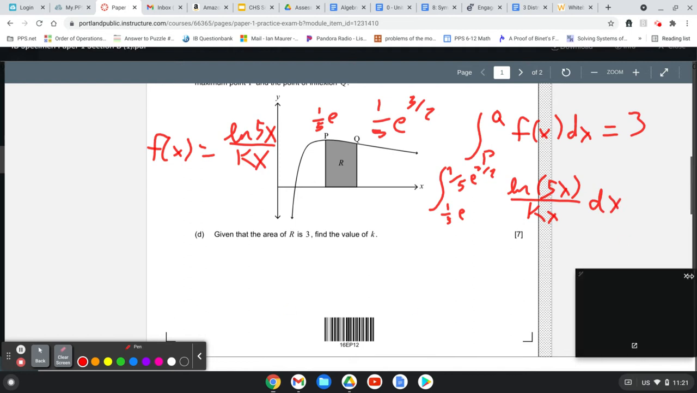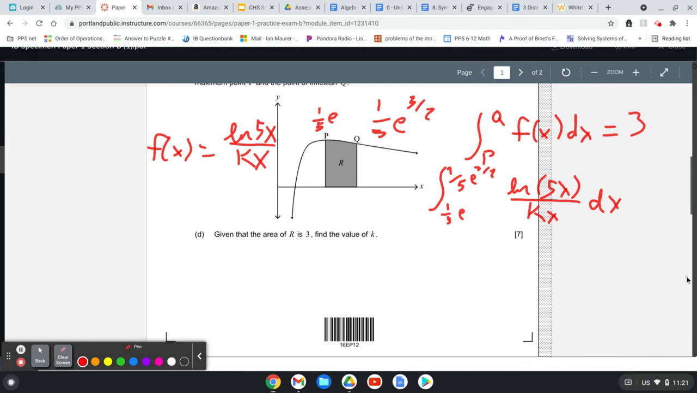So what I'm going to do is do a substitution here, because if I do a u substitution for the natural log of 5x, I can see its derivative, 1 over x, is in the integral here. So let's do a u substitution. u is natural log of 5x. That tells me that du is 1 over 5x times 5 dx. The 5's cancel out, and you get dx is equal to x du.